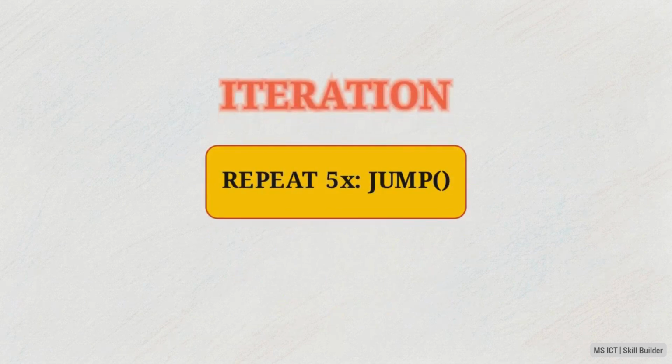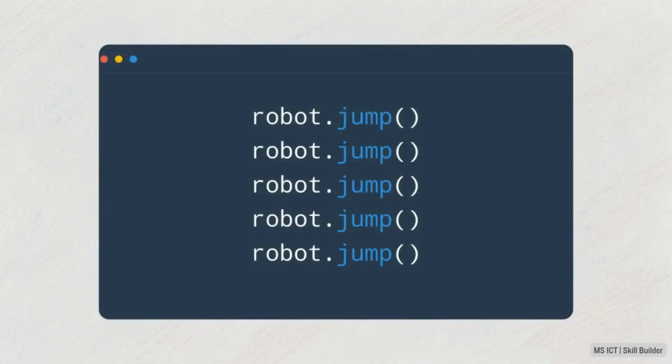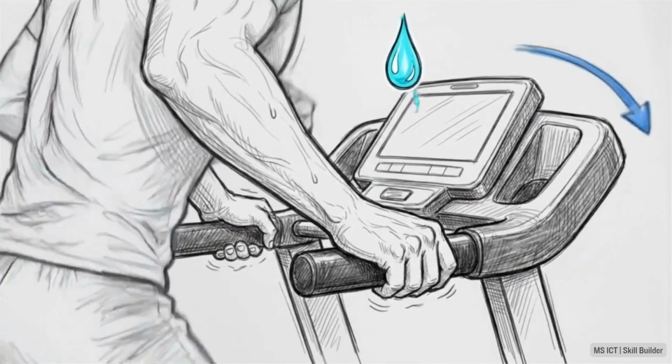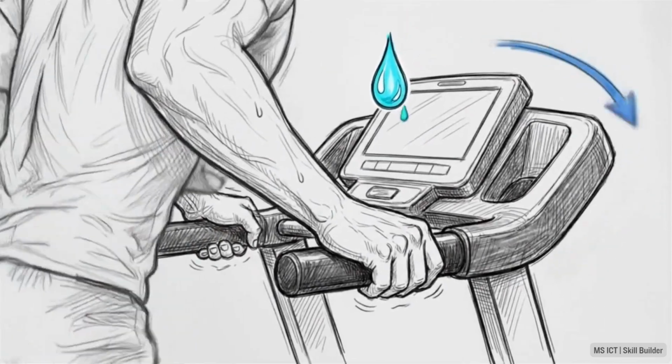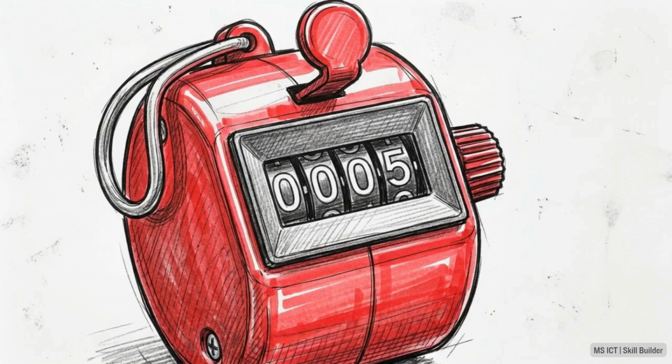We call it iteration. Iteration works a lot like a personal trainer. A trainer doesn't yell jump 5 separate times. They just say, do 5 reps. Programmers do the exact same thing by packaging their instructions into a single loop. But whether you're a human at the gym or a computer running code, you face the exact same problem. How do you know when it's time to stop jumping?